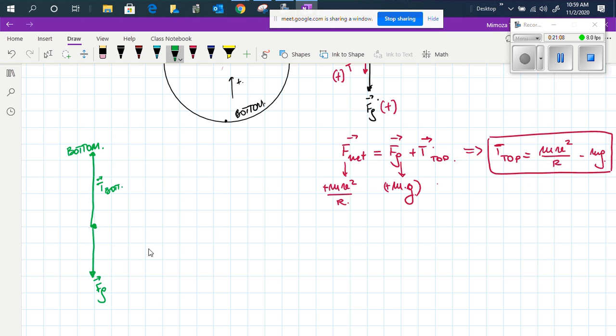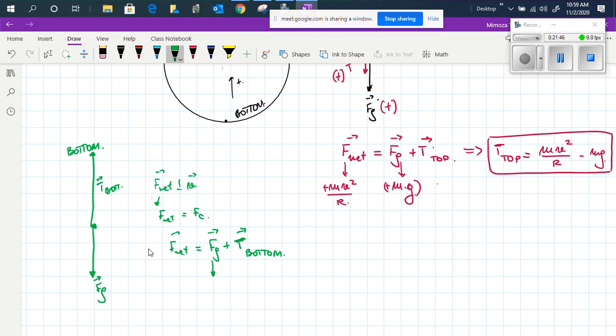Since the object is moving in a circle, we can say that the net force is perpendicular to the velocity, which means that the identity of the net force will be taken by the centripetal force. Now, the net force is the vectorial sum of all the forces that the object is experiencing at the bottom. And we don't have a normal force here because the object is not on a surface, it is just moving freely in a vertical uniform circular motion.